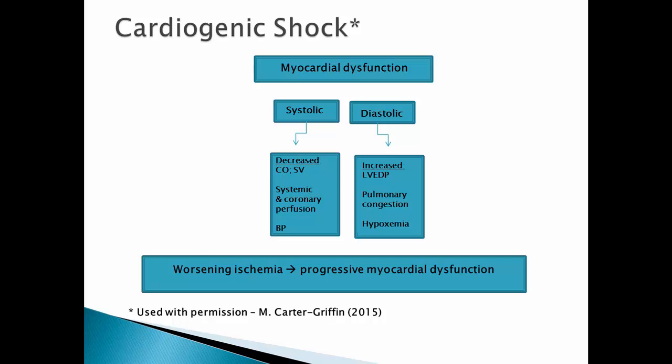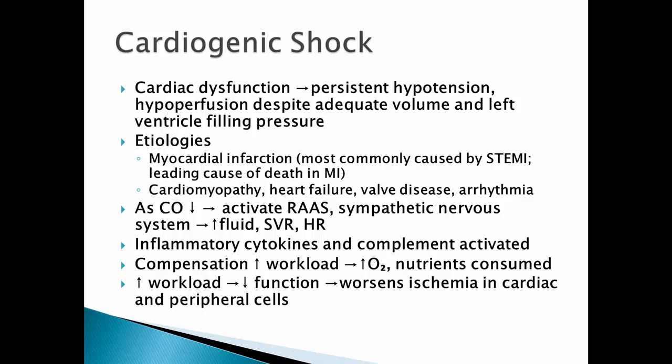We would see pulmonary congestion, so you might see that manifest as rales. And we would certainly see hypoxemia, partly because of the pulmonary congestion. So what happens then is as this ischemia continues to worsen, that will then lead to an even progressive myocardial dysfunction. So when we look at this cardiac dysfunction, we would look for persistent hypotension and hypoperfusion despite adequate volume in the system and/or adequate volume and left ventricular filling pressure.